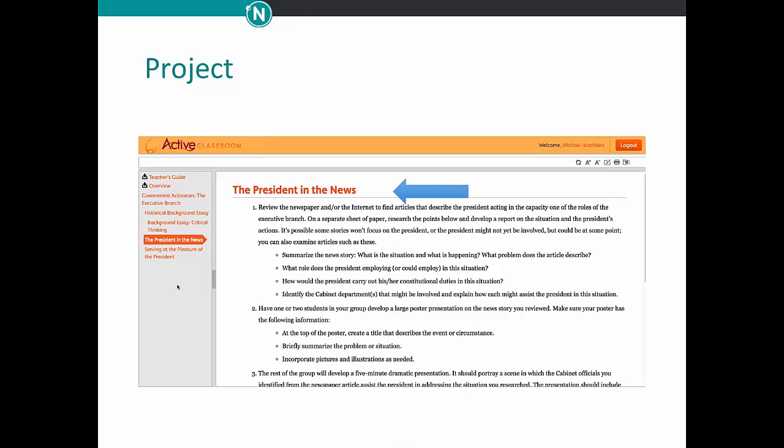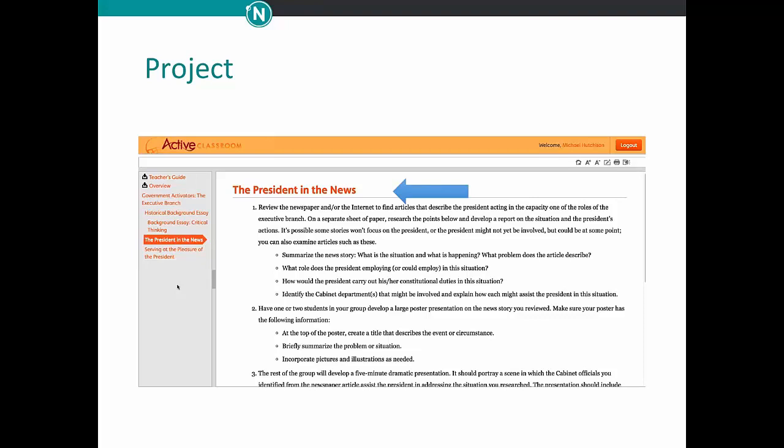And then at the end of each government activator, there is a project. Again, I don't have enough space on this that I can show you the entire project, but what students do is they look at things online, the president in the news. They look at news stories about what President Trump is doing today, what role the president fulfills, things like that, and then they work together in groups to create a poster that highlights that.